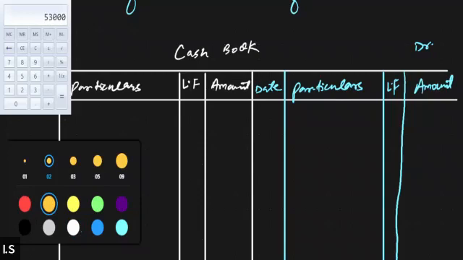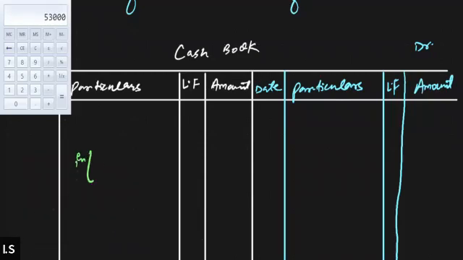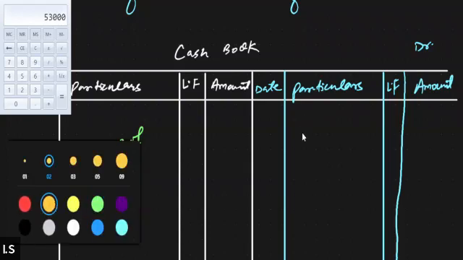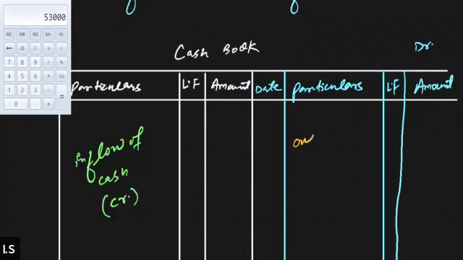So any transaction that leads to the inflow of cash will be credited on the debit side, and if there is outflow of cash, that will be recorded on the debit side. I hope this point is clear, everyone.